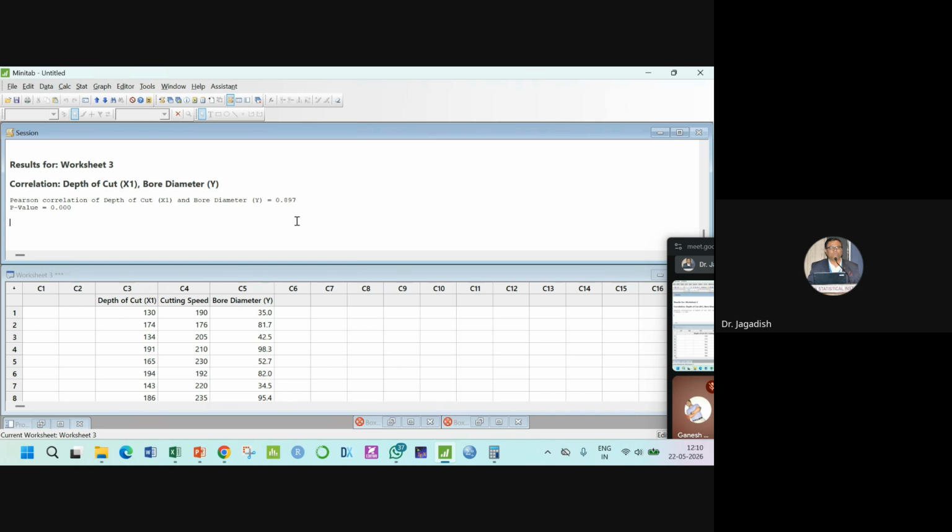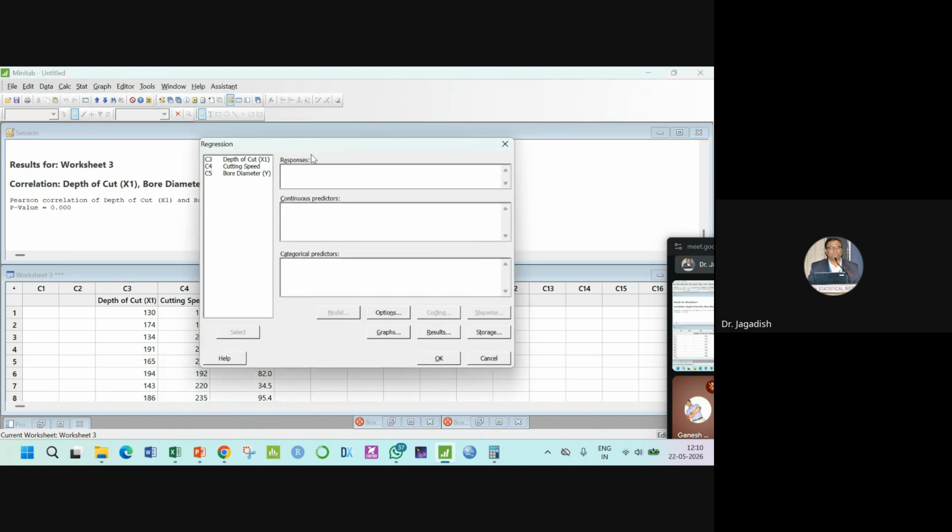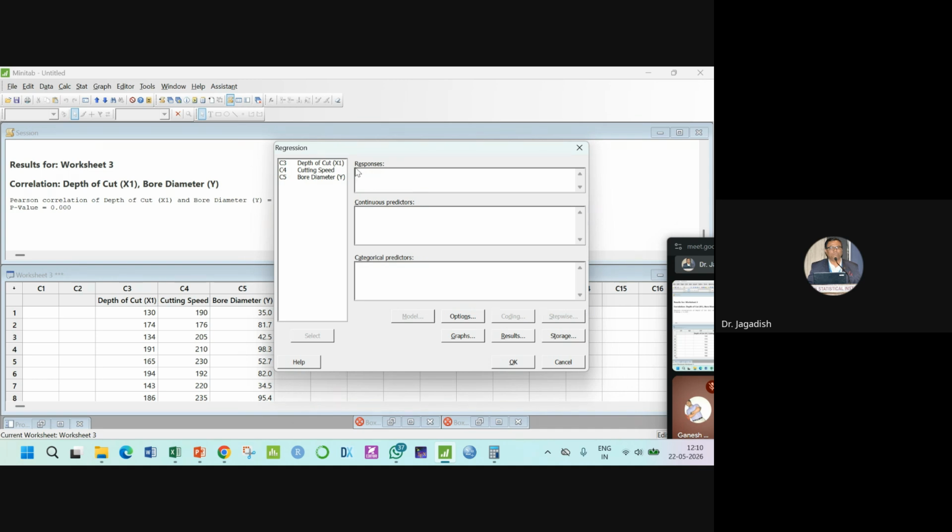Second step, we will model it. So we'll model how to do it: Start, Regression, Fit Regression Model. Here it is asking for the response. So what is the response? The terminology Minitab uses is response, but in real practice it is output. Output is bore diameter in my case. And what is the input? Input is nothing but depth of cut here. Only one variable I'm taking for the time being. If I'm taking two variables, then it is a multiple linear regression. So it is a single, simple linear regression I'm explaining.